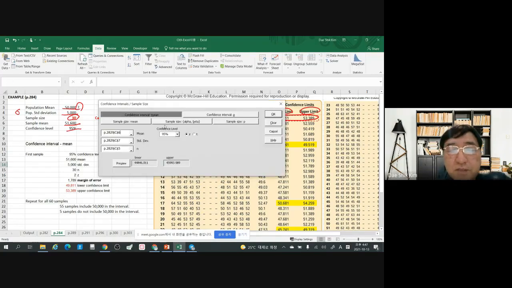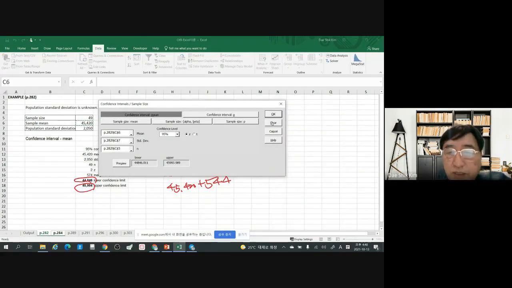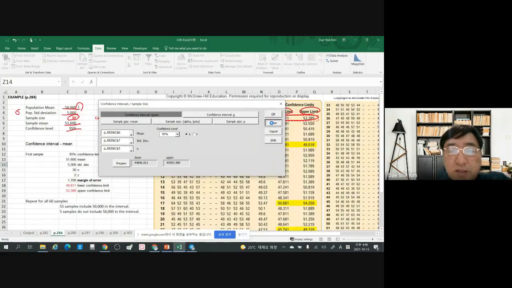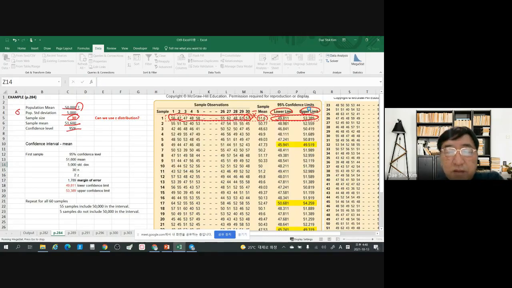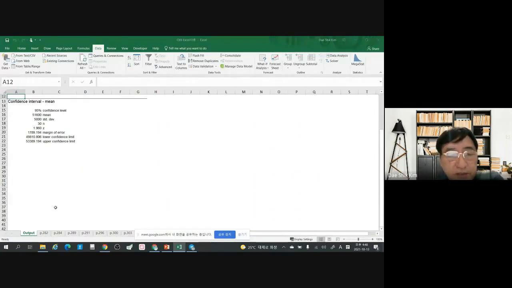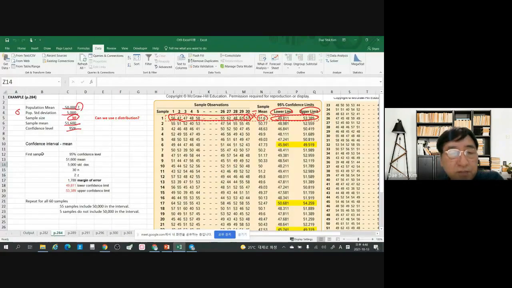This one is the same way I have used the data, megastart, confidence level. When you have a previous one, you need to click the clear button so it goes blank, and then enter the sample mean here, standard deviation here, sample size here. Okay, 95. The standard deviation of the population is known, so we will use that value and click OK. And you have these numbers. This number is attached here.